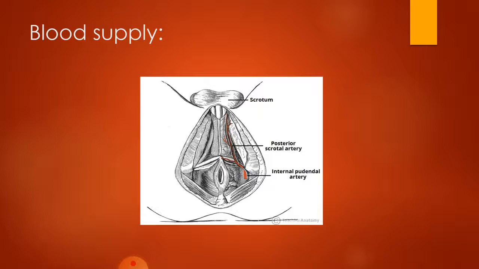So the arterial supply and venous supply is important, and we will revise it once again. The arterial supply to the scrotum will be through the anterior and posterior scrotal arteries. The anterior scrotal artery will arise from the external pudendal artery, while the posterior will arise from the internal pudendal artery. And the scrotal veins will follow the major arteries, and they will drain into the external pudendal vein.